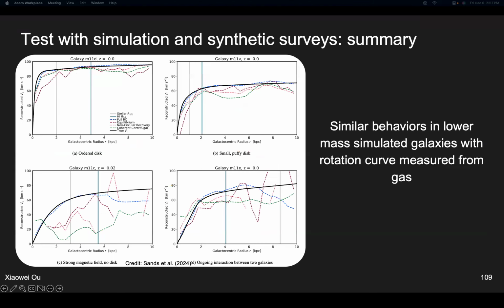I just want to quickly highlight that the same kind of behavior from a non-careful analysis of rotation curves also shows up in the work done by Isabel Sands with lower mass dwarf galaxies, where the rotation curve is traced by gas. Again, here is the same true curve, but if you start ignoring certain factors such as equilibrium, non-circular motions, and also magnetic fields, you can start to see this artificial diversity problem in rotation curves when there is actually none.